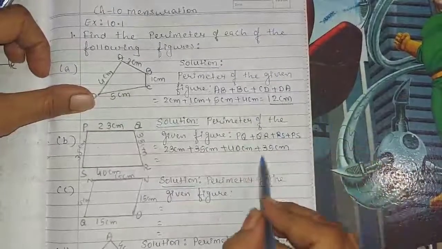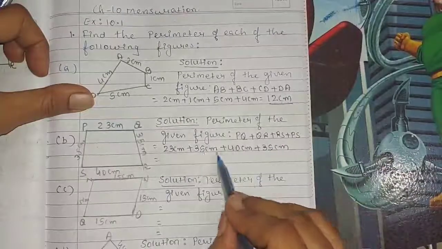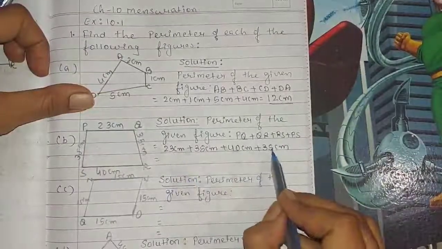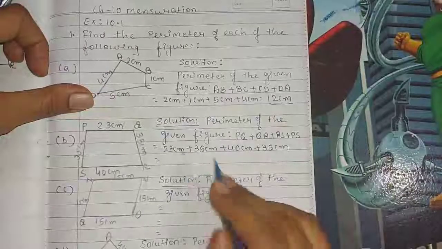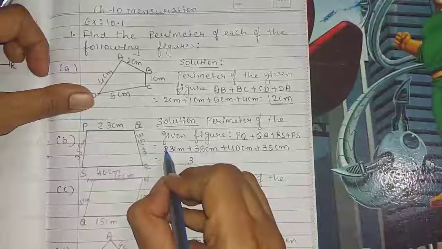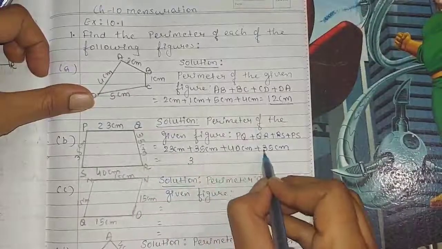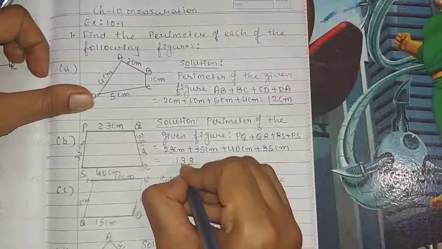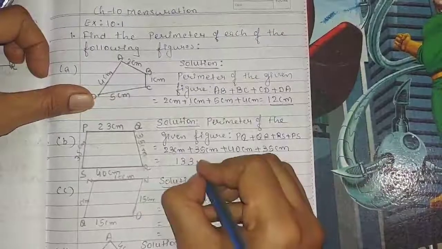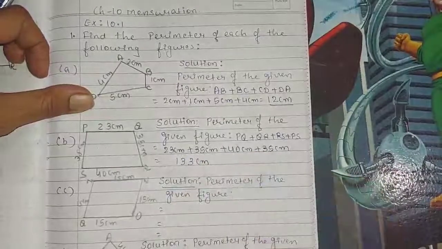Now students, if we add this, first of all let's add the ones place value. 5 plus 0 plus 5 plus 3: 5 plus 5 is 10, plus 3 is 13. So here 3 will come and carry 1. 2 plus 1 is 3, 3 plus 3 is 6, 6 plus 4 is 10, and 10 plus 3 is 13. So 133 is the answer of the addition, and we have to write the unit centimeter because centimeters are given here.